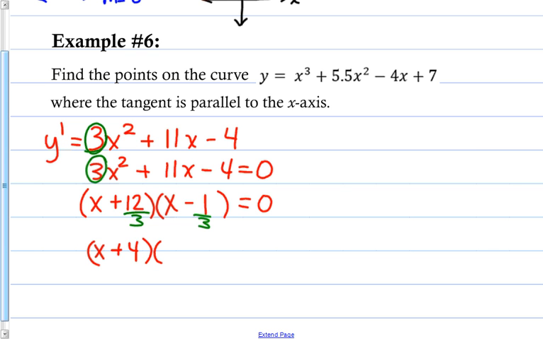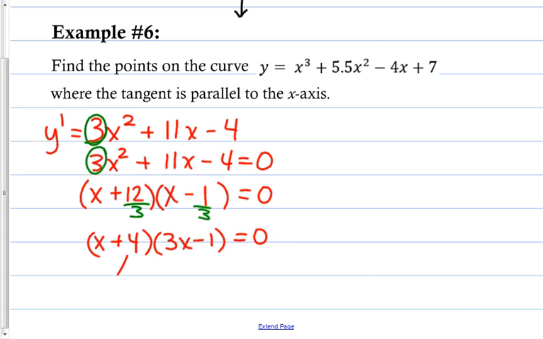Normally we don't leave it as the fraction. Even though in this case you could, because it'll save you a step, I just can't. Sorry. Okay, so zero product property: x equals negative 4, and the other x equals 1/3. So there are my points. This is where my derivative equals 0, at x equals negative 4 and at x equals 1/3.